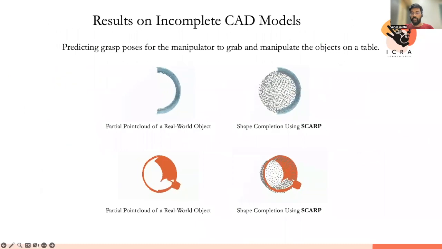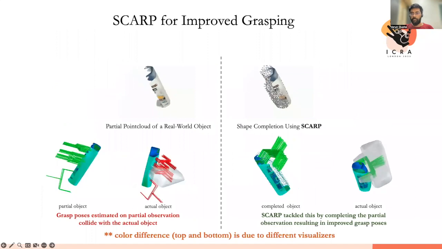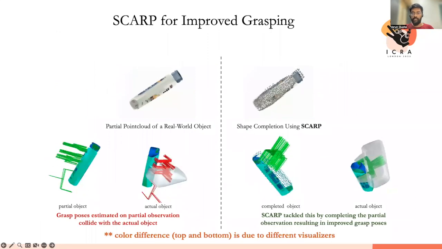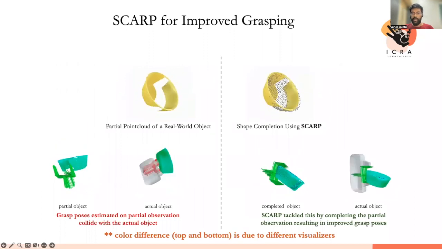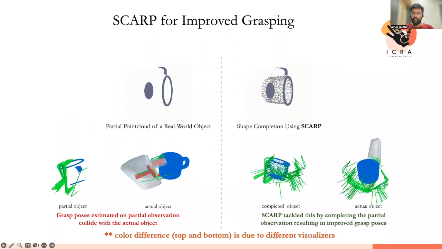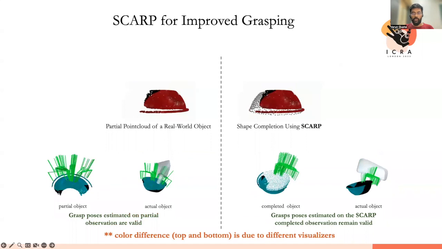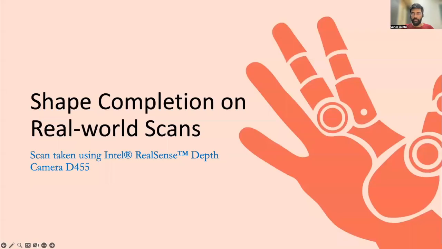We show additional results on real-world scans. As can be seen, SCARP does not need domain adaptation and can complete real-world objects in their arbitrary poses based on its priors learned on synthetic datasets like ShapeNet. Thus, SCARP reduces the need to capture the object from multiple views or store additional CAD or mesh or full point clouds for shape completion for improved grasping.